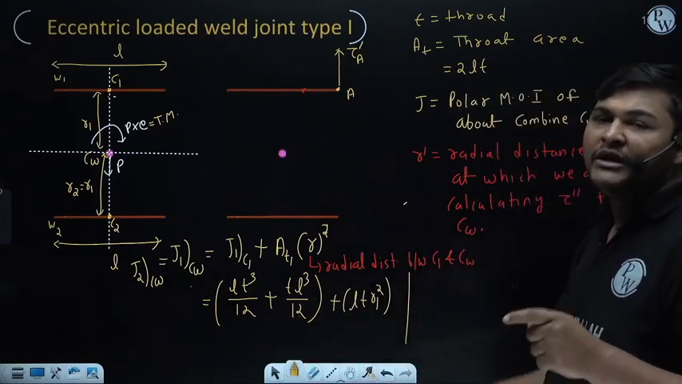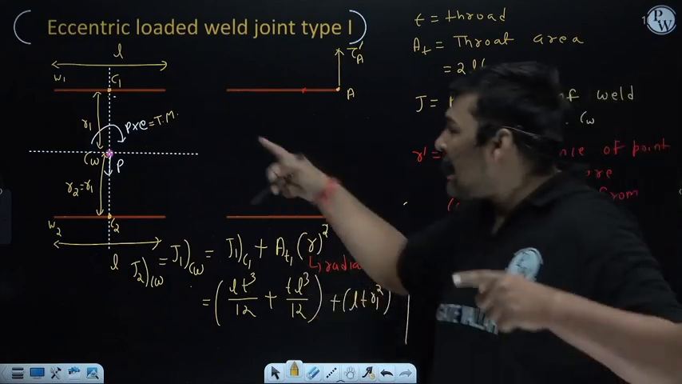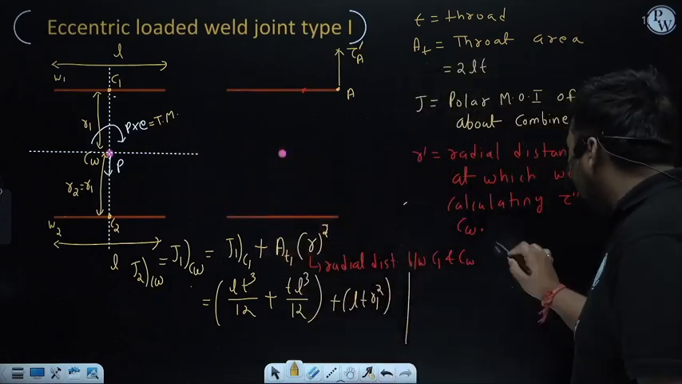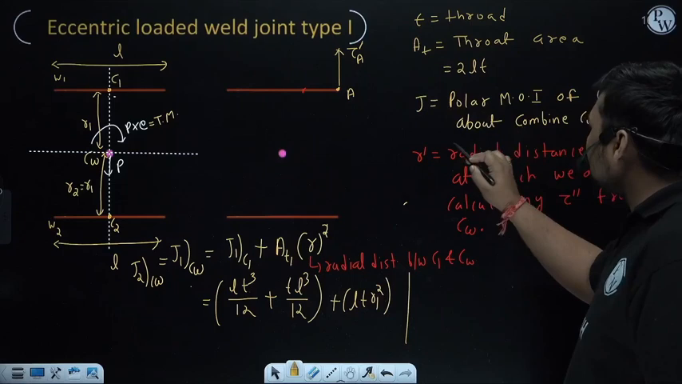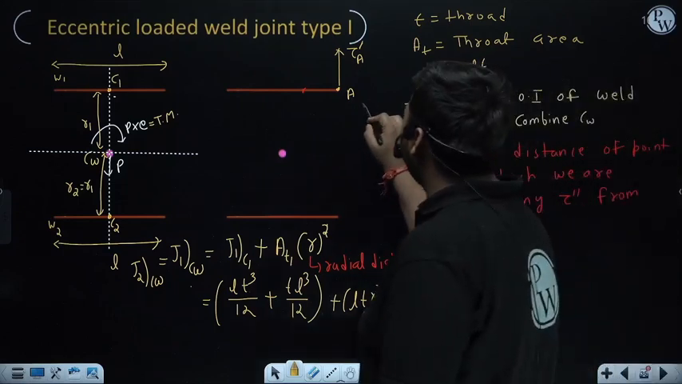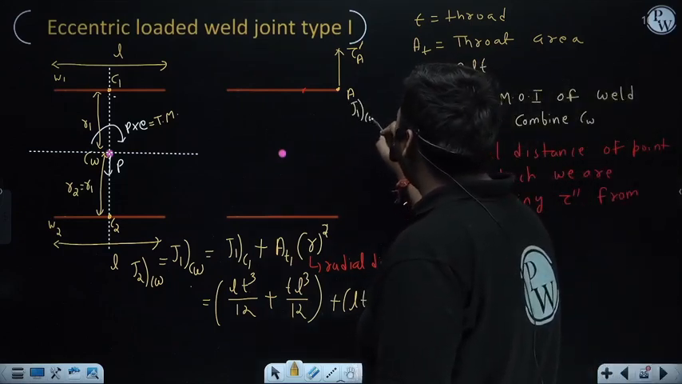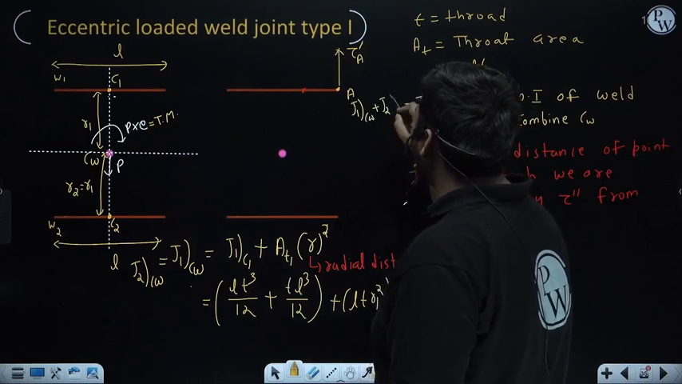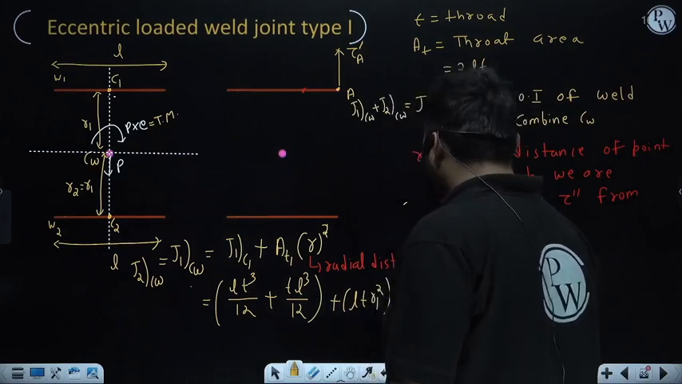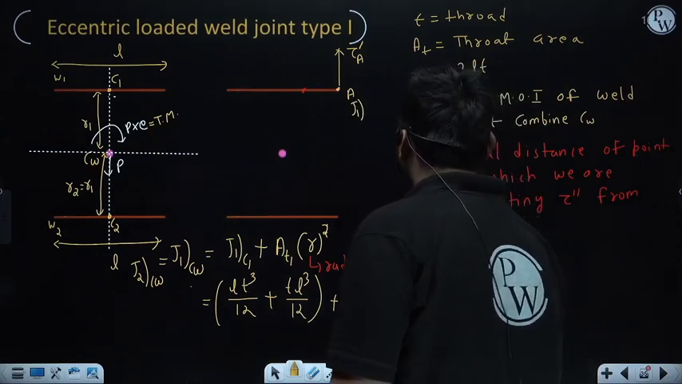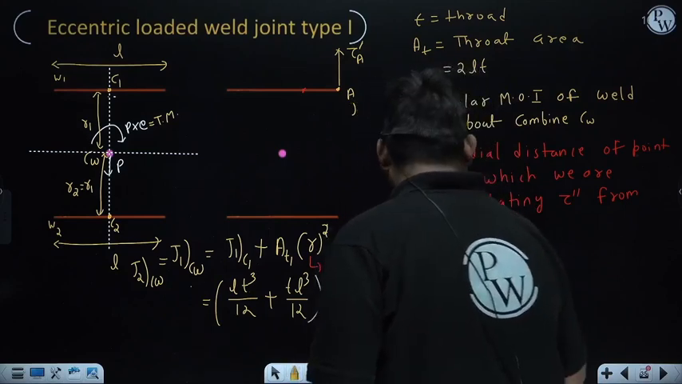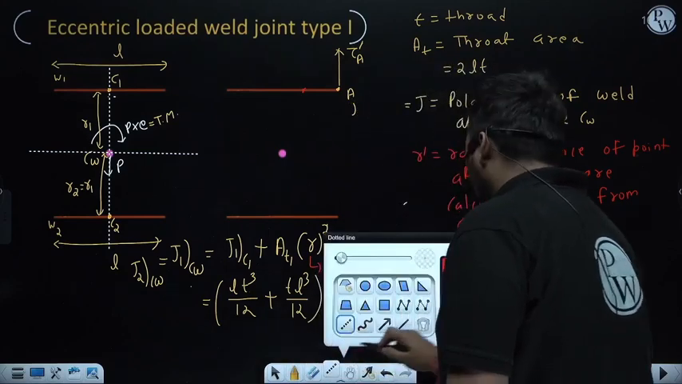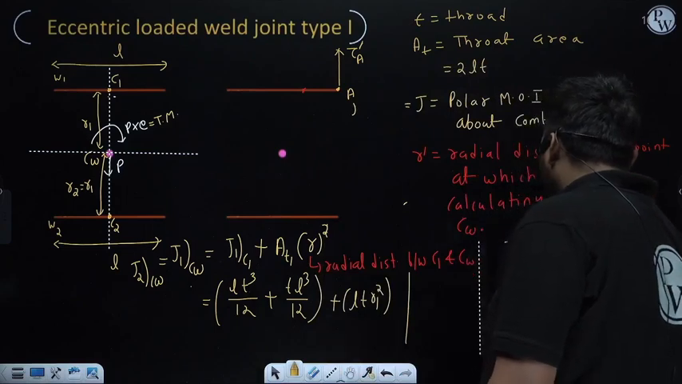And after calculating the polar moment of inertia of all welds about CW, you add all these terms and you get the total polar moment of inertia, that is the expression of J, and it will be J1CW plus J2CW. So in this manner we can calculate the polar moment of inertia of the whole weld about the combined centroid.